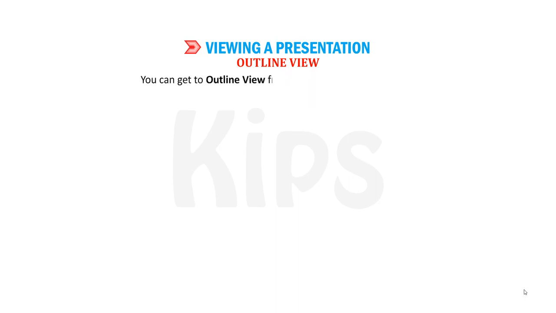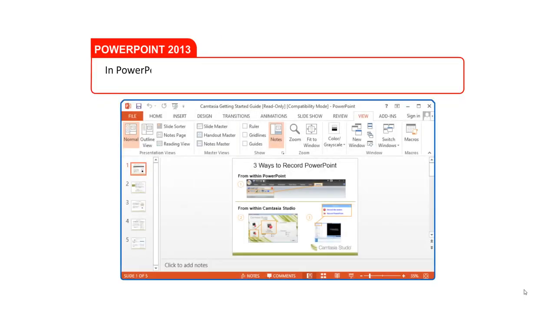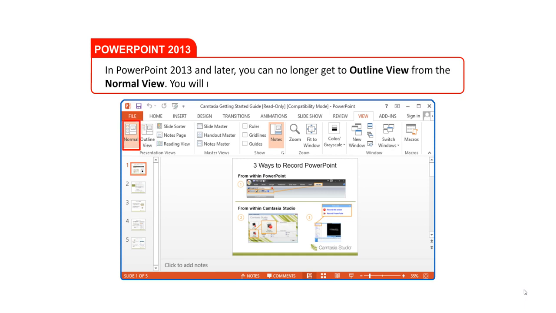You can get to Outline View from the View tab on the ribbon. It displays the slide text in the outline pane. Note the fact that in PowerPoint 2013 and later, you can no longer get to Outline View from the normal view. You will need to get it from the View tab.